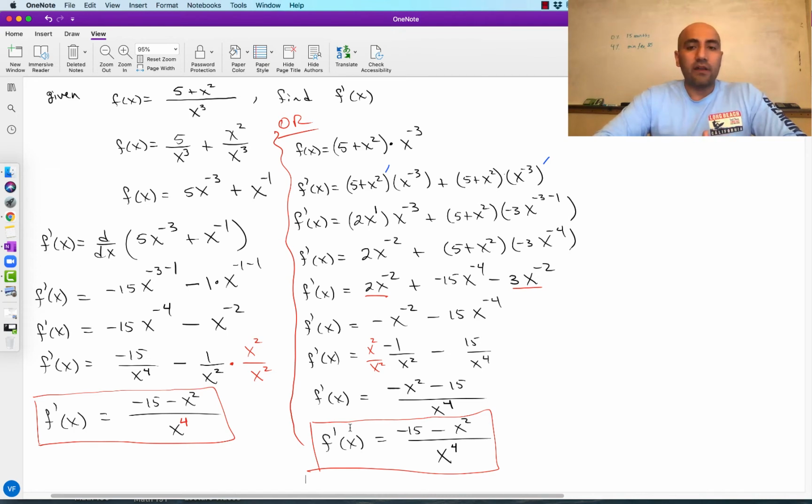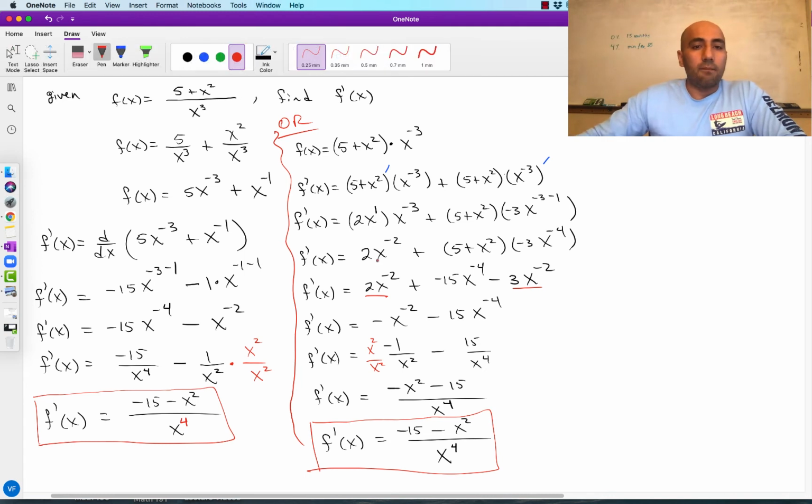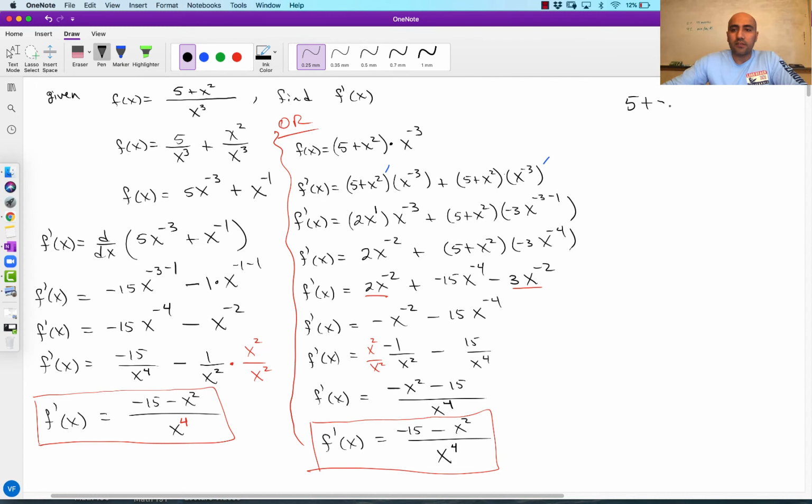But we want to develop a third way of finding the answer. Because moving forward, we're going to run into cases where it's not so easy to simplify the fraction. We can't just get rid of the fraction in a very easy way. For example, what if the original one wasn't this one, but it was this? Plus x squared divided by x cubed plus 7. Now it's not as easy to separate it into two separate fractions.